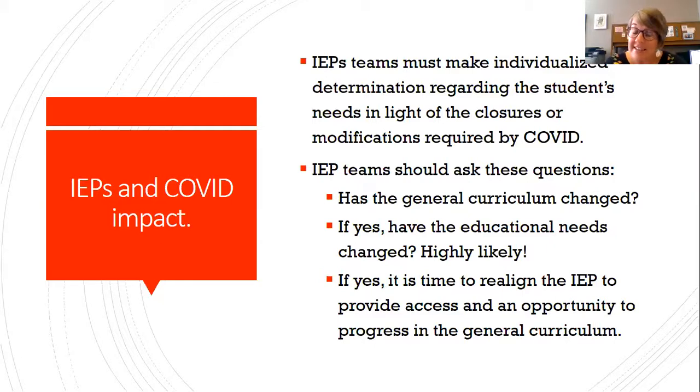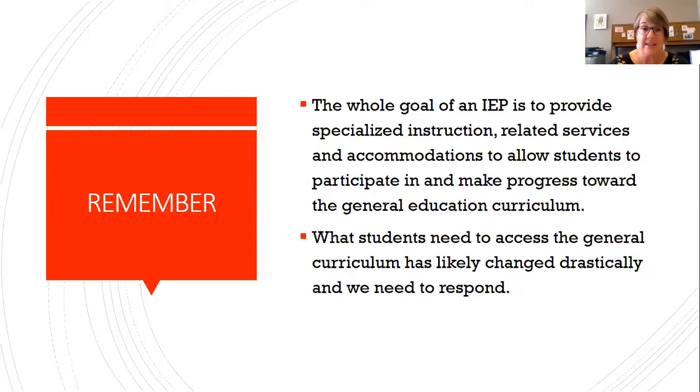And if the answer is yes, then we need to realign the IEP and make sure that we've got the right accommodations in place. There might be some additional accommodations in the online environment that we need to make for a student and different things like that, because the whole point of an IEP is to provide specialized instruction, related services, and accommodations to allow students to participate in and make progress in the general education curriculum. So what students need in order to access that curriculum is likely vastly different now. So that is a conversation that teams need to be having as we move forward.